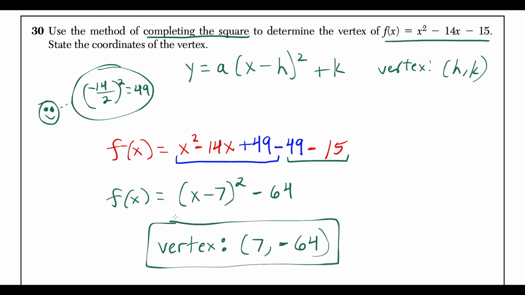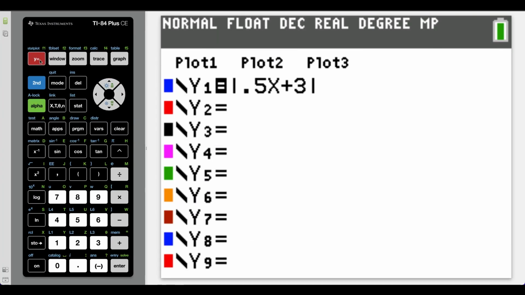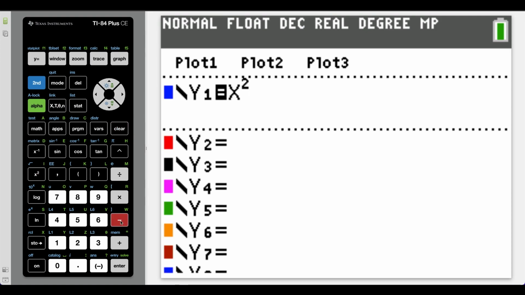Now, if we want to check our answer, this is very easy to check. We could just switch over to the calculator. So we go over to the y equals here, and now we're just going to type in that function. We have x squared, and we could even write it in the original form, or we could write it in the form that we made. Either way, it's not going to matter.